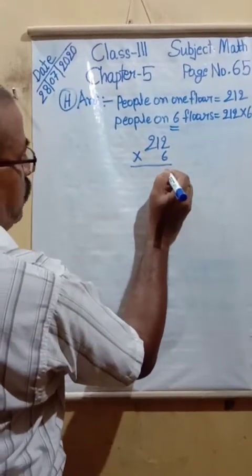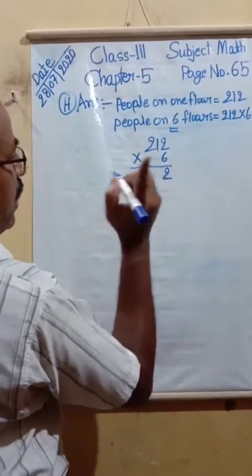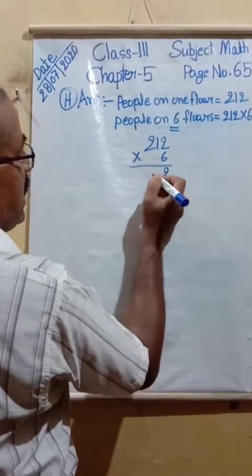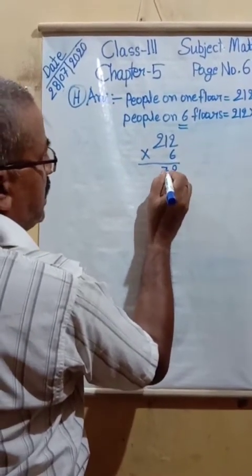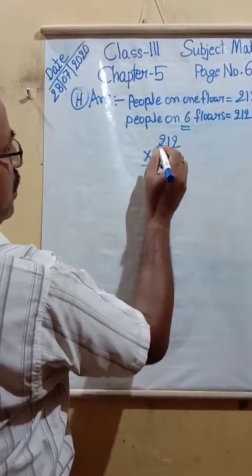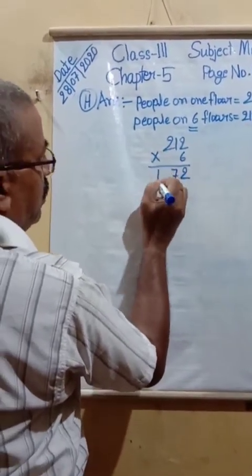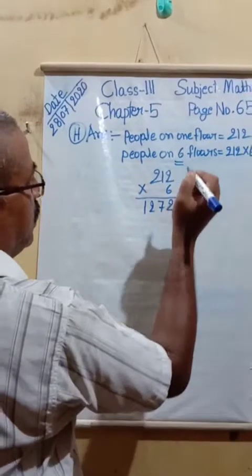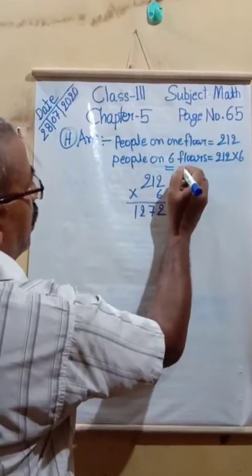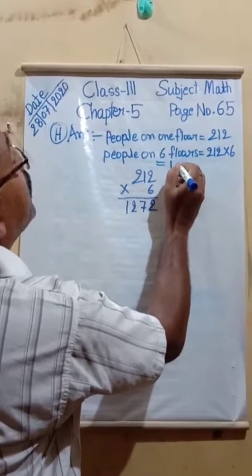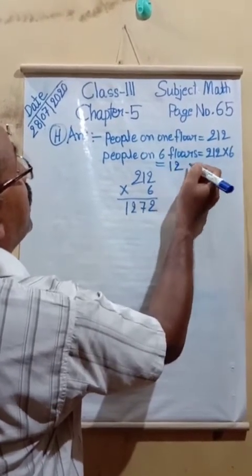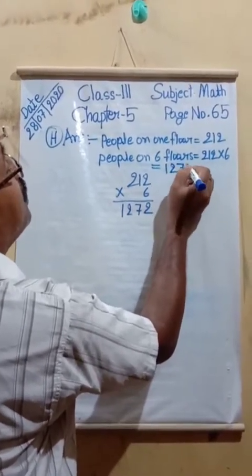2 6 ja 12, 2 carry 1, 1 6 ja 6, 1 7, 2 6 ja 12. Now the answer will be 1272.